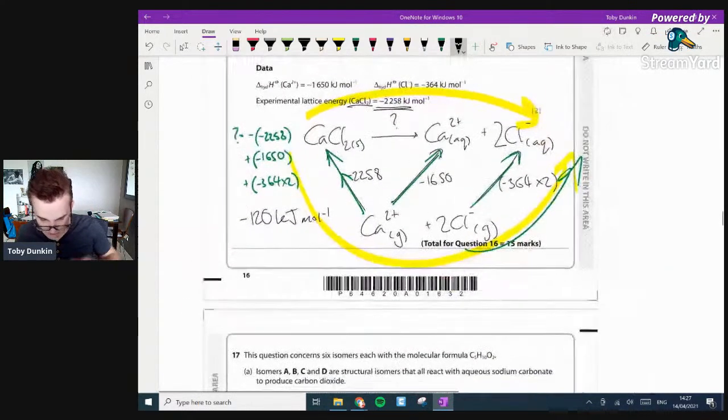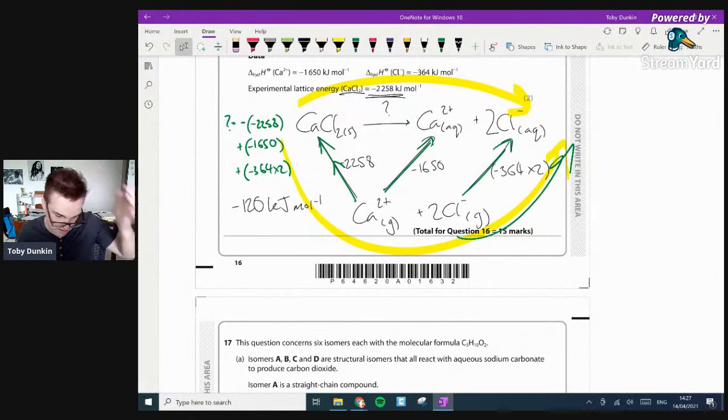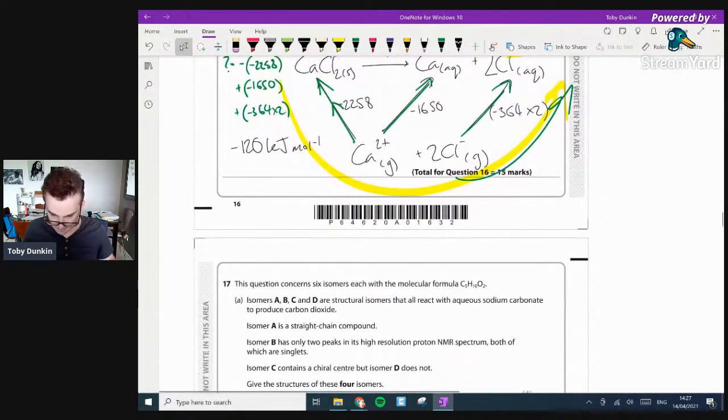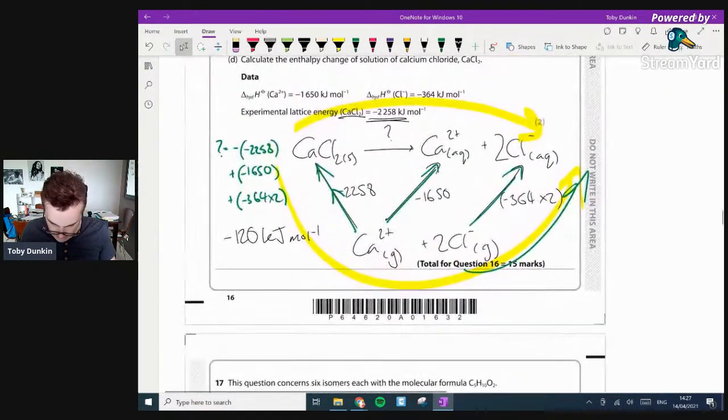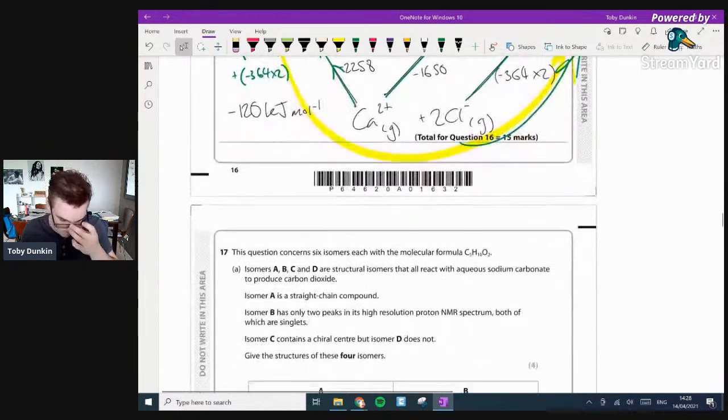Seems very reasonable to me. It's exothermic, calcium chloride into water, sure. This is a bit high maybe, but I think that seems reasonable if I just check through my calculation. Yeah, okay, I'm okay with that. 2258 seems reasonable. Okay, moving on.